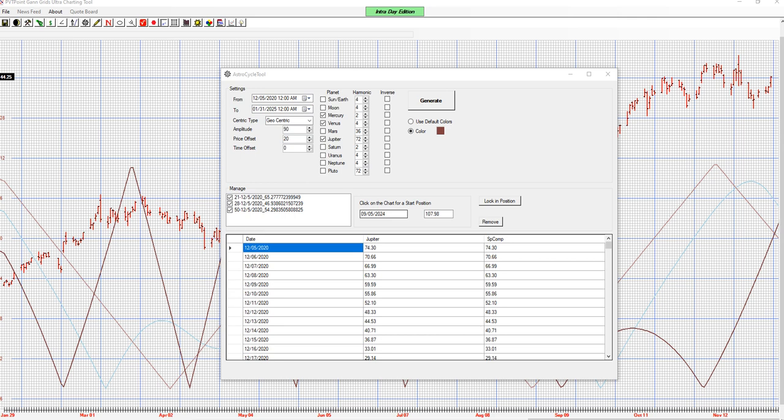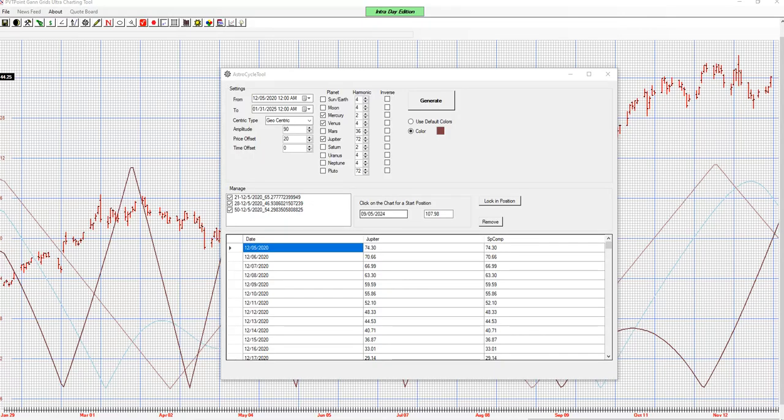Today I'm going to look at the Astro Cycle tool in Gann Grids Ultra, and I'm using the geocentric. I'm plotting 3 cycles that appear to have a good influence on the Nvidia stock price.